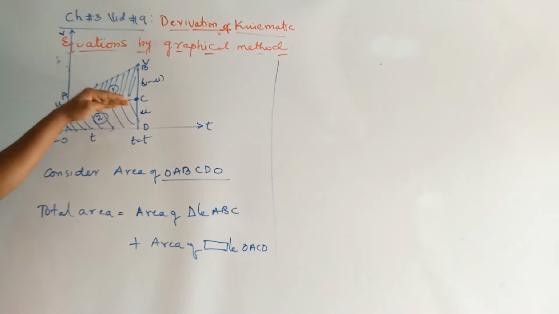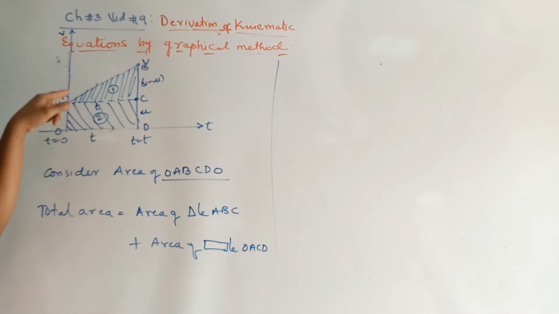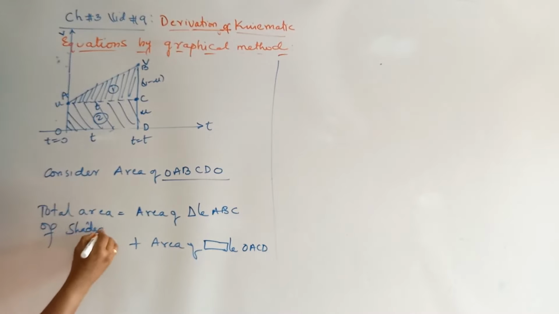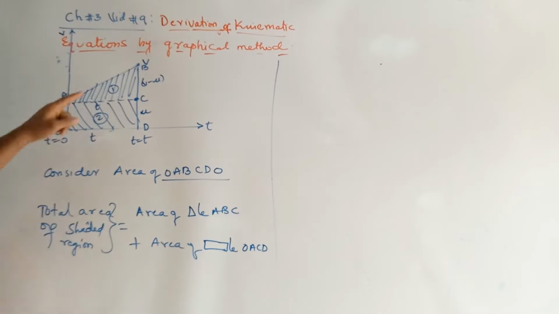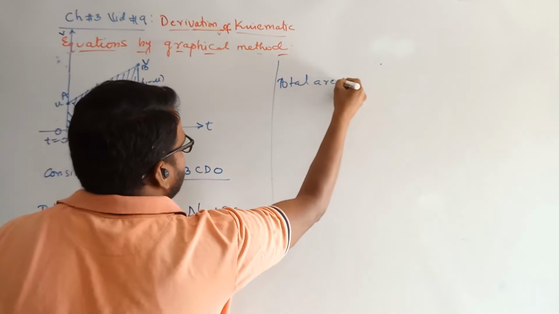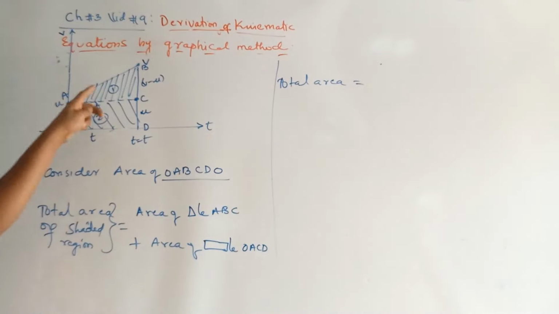And one more part is a rectangle, given by OACD. So the total area of this entire region is equal to the total area of the shaded region, which is equal to the area of this triangle plus the area of this rectangle. Now we should apply the mathematical formulas we know for triangles and rectangles.